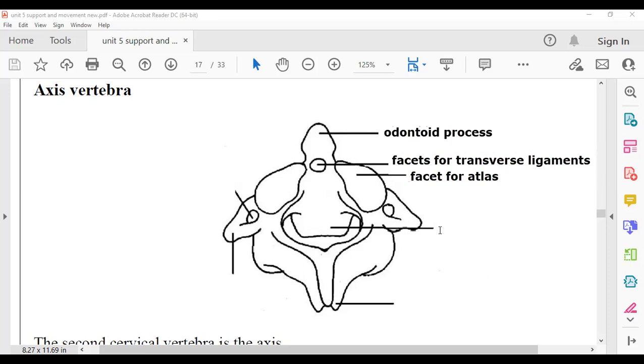Others are normal. This one? Body. So remember, it is the body that raises into the odontoid process. Understood? Yes, sir. It is the body that raises into what? Odontoid process. Okay, right.